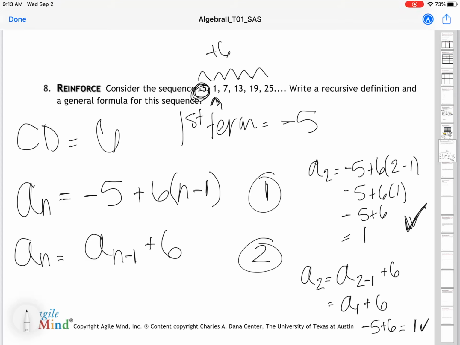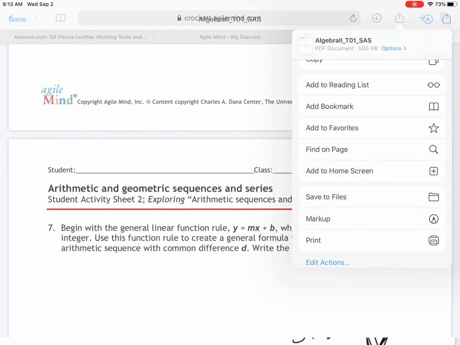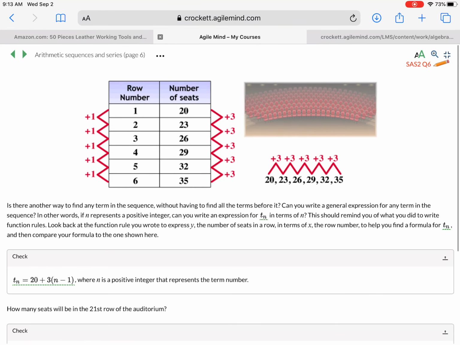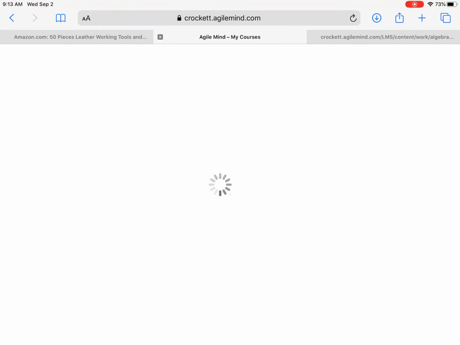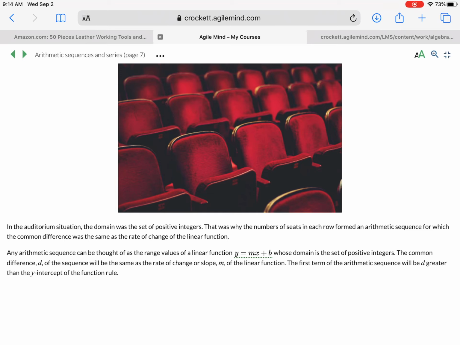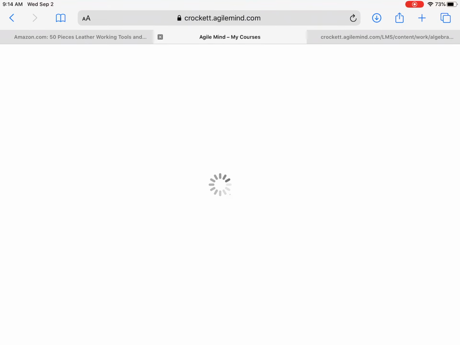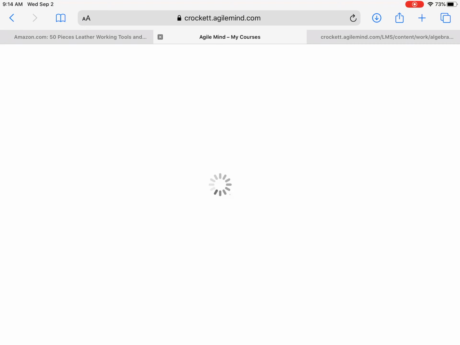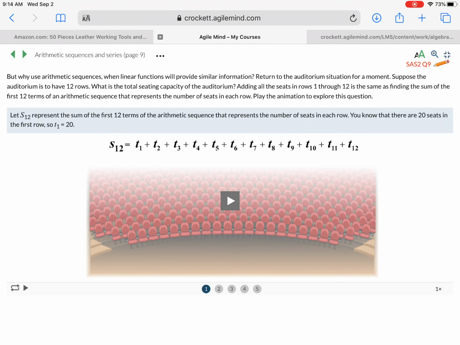okay? All right, flip over to number 9. And we'll swap back to Agile Mind. All right, this part is what we skipped, so you can skip over that. All right, we're ready for number 9.